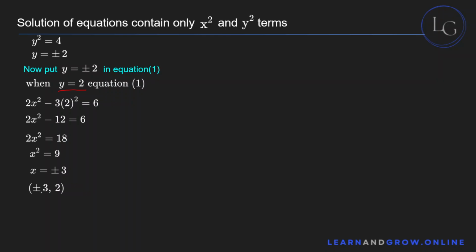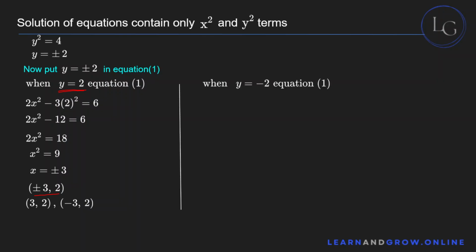So you have this as a solution, and this has two solutions basically. One is with positive 3 as the value of x, and one is with negative 3 as the value of x. The value of y is 2, obviously, because you took that as the first step. You put the value of y is equal to 2.